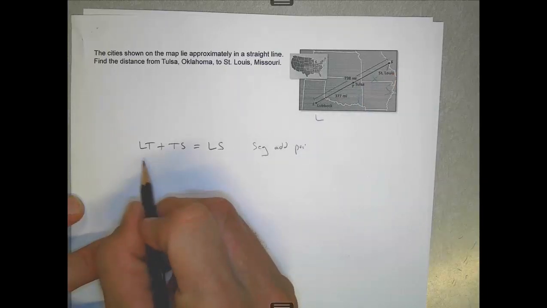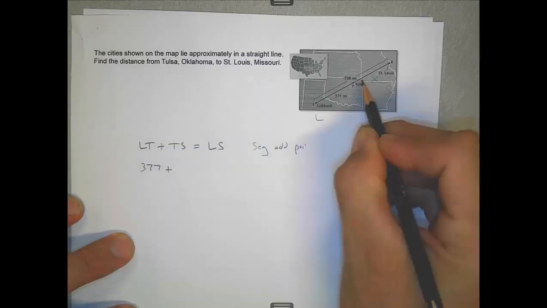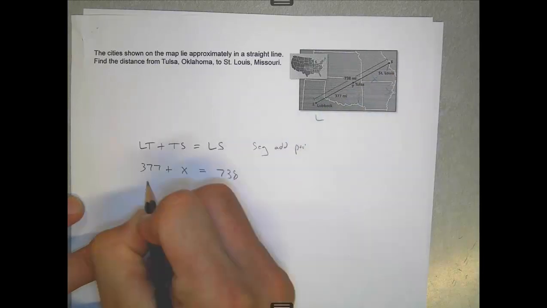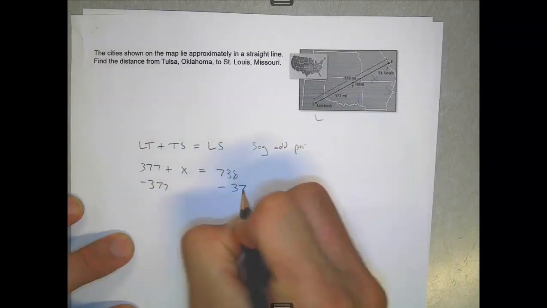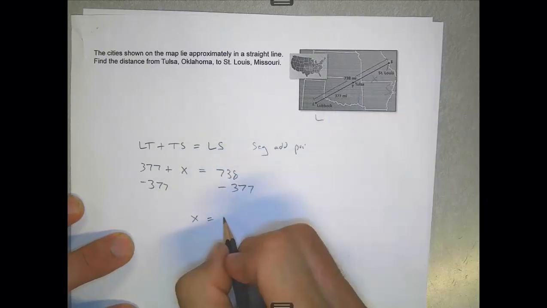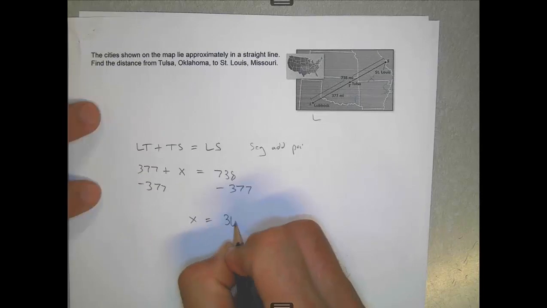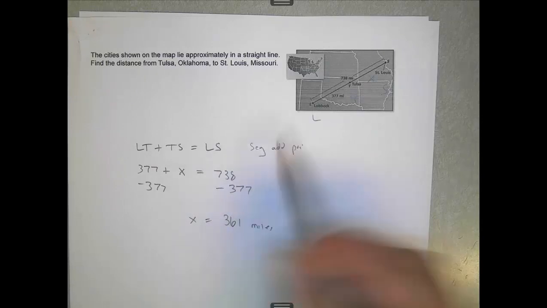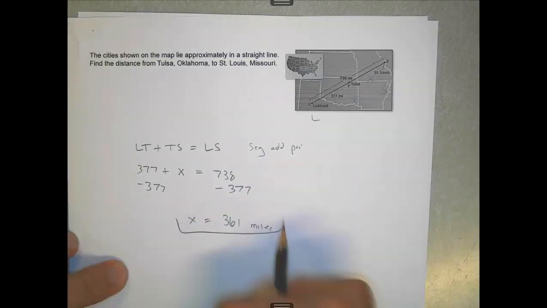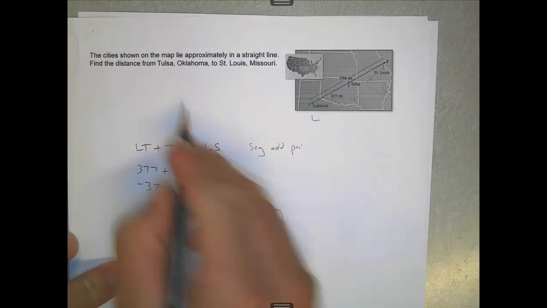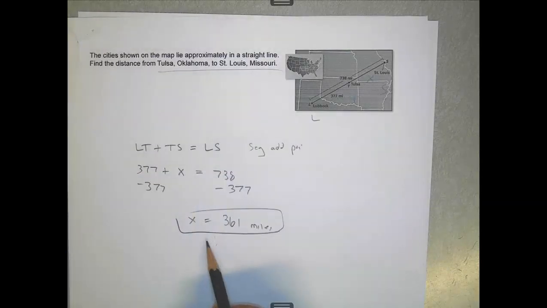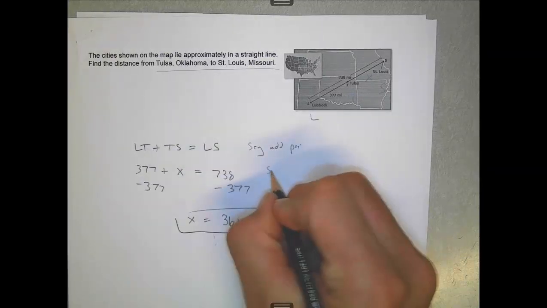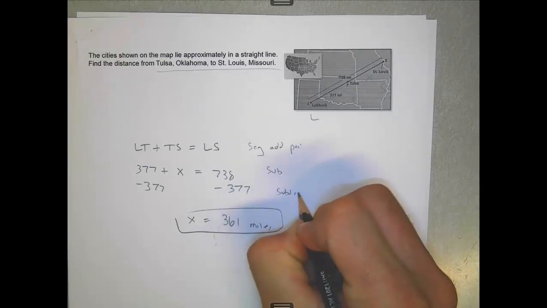All right, so let's go ahead and substitute. LT is 377 miles. Distance from Tulsa to St. Louis I called X. And the distance from Lubbock to St. Louis is 738. So now we can just subtract from both sides. And that gives us our distance from Tulsa to St. Louis, which is 361 miles. That's it. We can just label that, and if you want to write, hey, this is the distance from Tulsa, Oklahoma to St. Louis, Missouri, that's clear as well. But this is good enough. Justified each step here, segment addition postulate. Here we use substitution, and then we did subtraction, or subtraction property of equality we're going to learn.